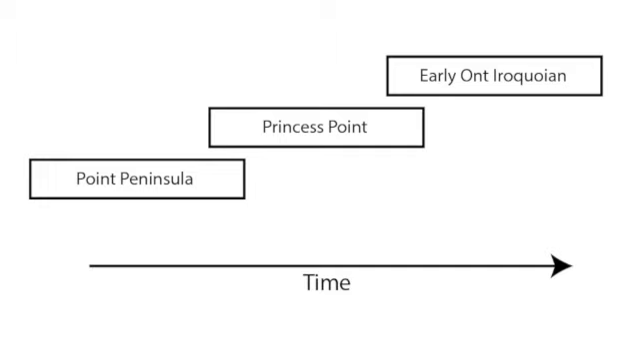To demonstrate chronological modeling, let's start with a really simple model, this one from Southern Ontario, Canada. It has three periods of time, Point Peninsula, Princess Point, and early Ontario Iroquoian, and we're making no assumptions about the relationships between them, although we have reason to believe that Point Peninsula is the oldest period and early Ontario Iroquoian is the youngest. Notice that this model leaves open the possibility that the periods overlap in time. Each rectangle in the model is kind of an envelope for the radiocarbon dates we may have, and we can use Bayesian analysis to try to find the beginnings and endings of these envelopes.